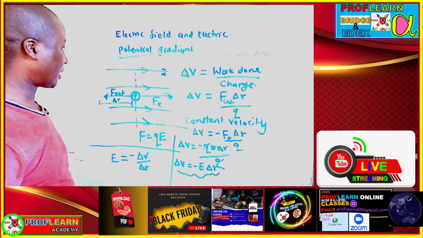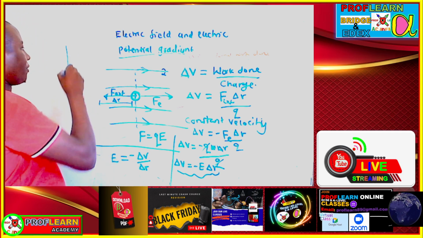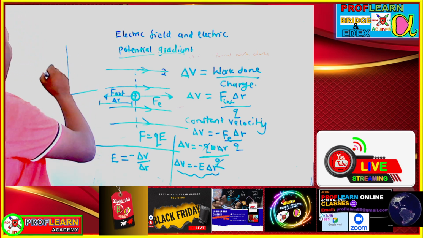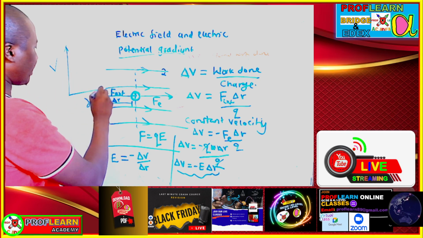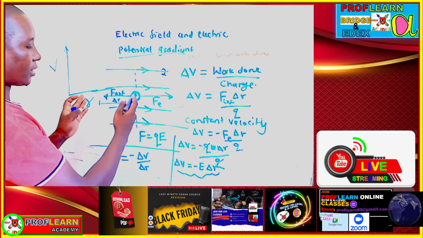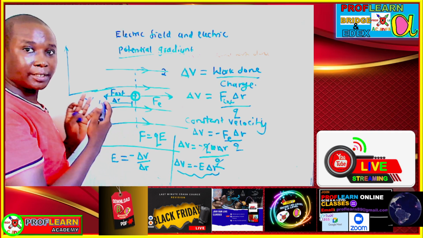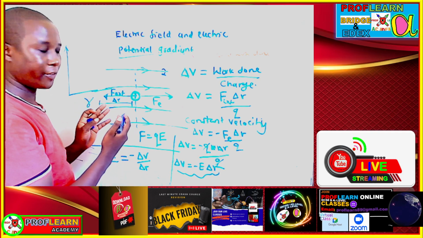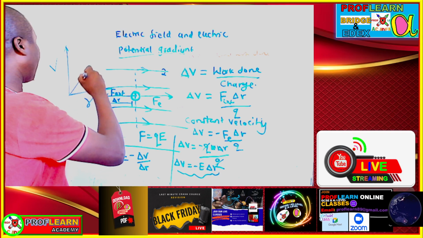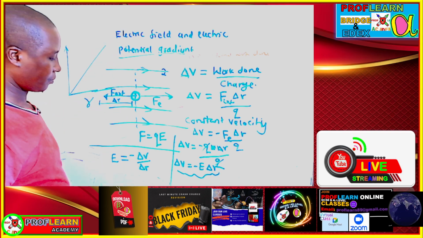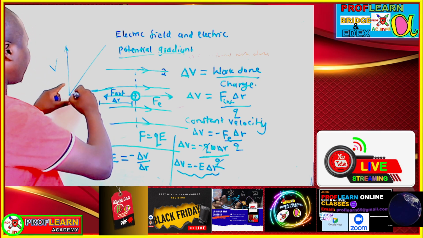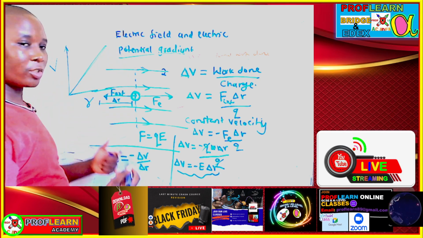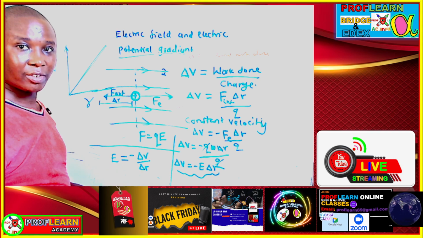So what does that really mean? If you plot a graph of potential difference against r, and r is the distance over which a charge is pulled in an electric field, then you are going to have a straight line graph. Then that means the gradient of this straight line graph is going to represent the electric field.